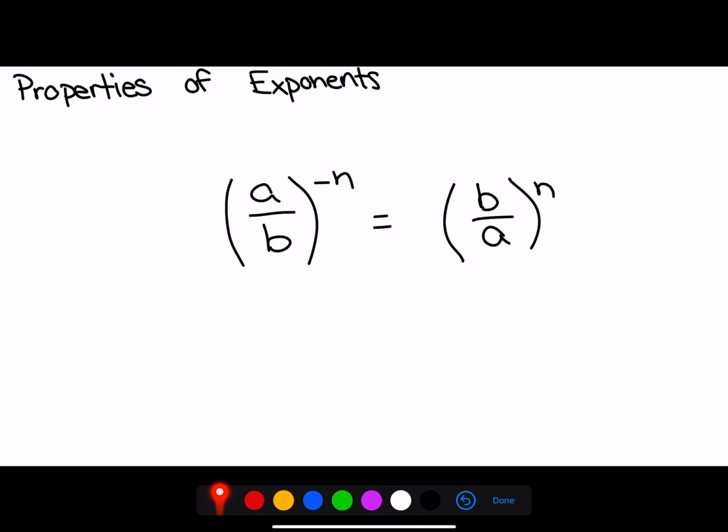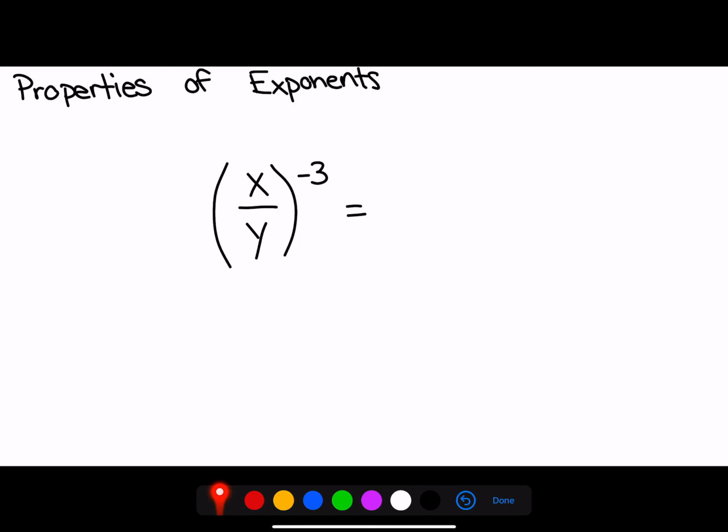All right. Next, we have a over b, this ratio, raised to the negative power of n. Well, again, I'm dealing with a negative, so if I want to switch that, I just flip my ratio. So if I flip it, it turns to b over a, so that's the main difference. This is a over b, this is b over a, and it goes from negative to positive. So let's try it out. x over y to the negative third power. So again, I just flip my ratio, y over x now, and it turns to a positive power.